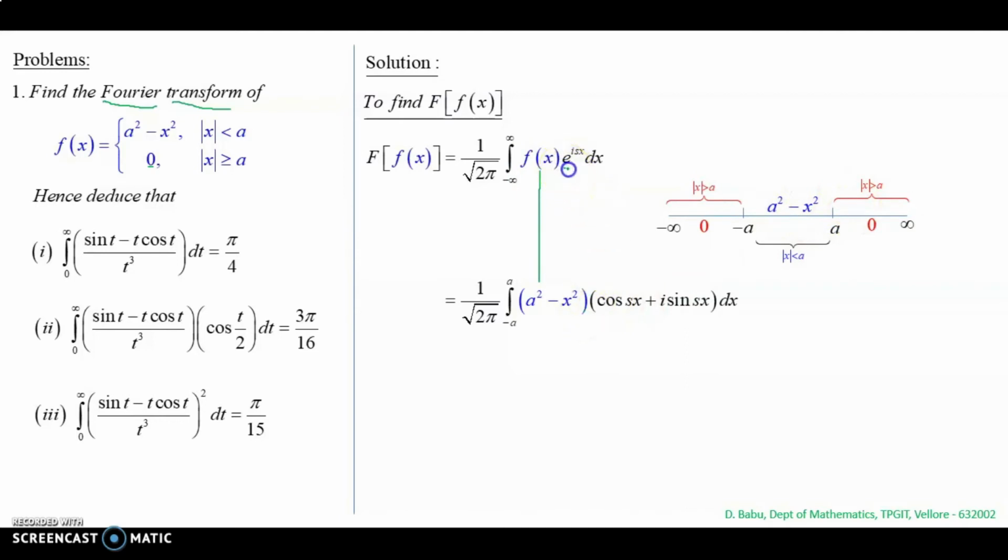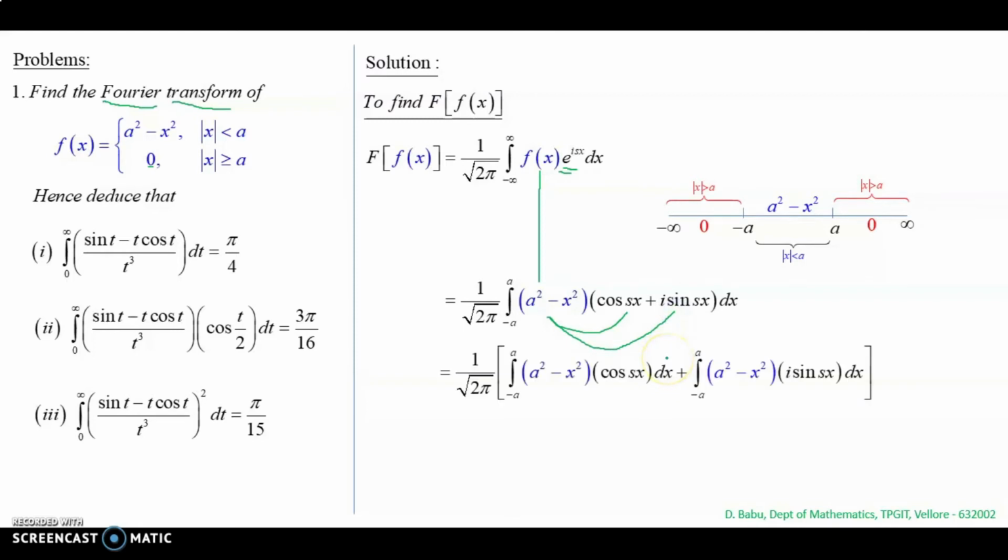Next, what is e power isx? e power isx equals cos sx plus i sin sx, into dx. So this can be written as this into this and this into this. This is equal to 1 by square root of 2 pi, integral from minus a to plus a of a square minus x square into cos sx dx, plus integral from minus a to plus a of a square minus x square into i sin sx dx.